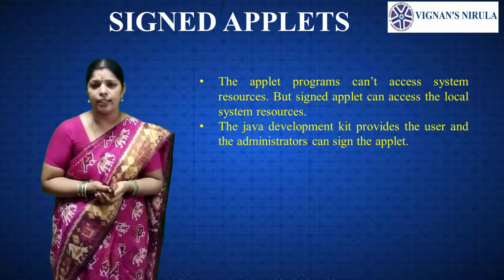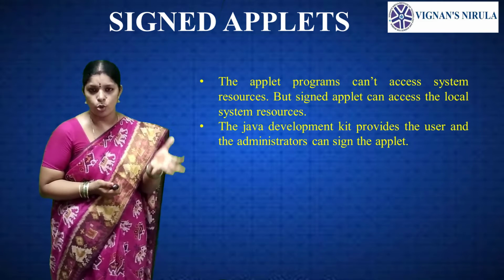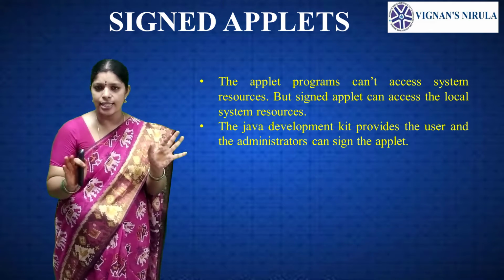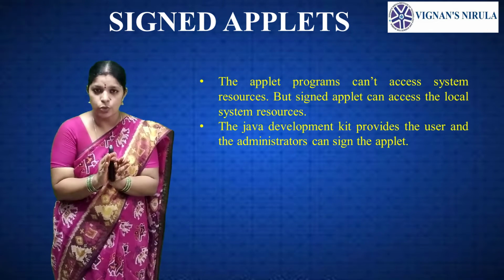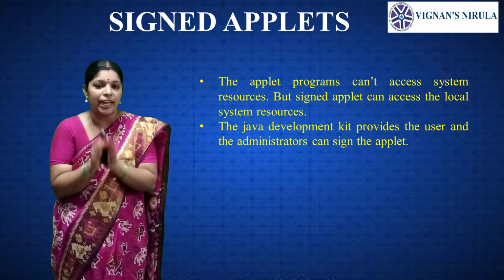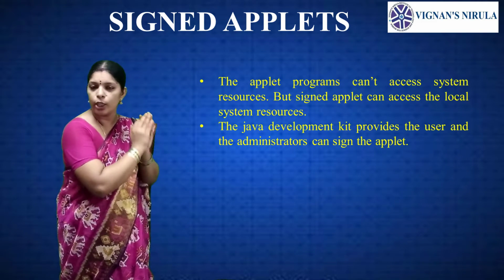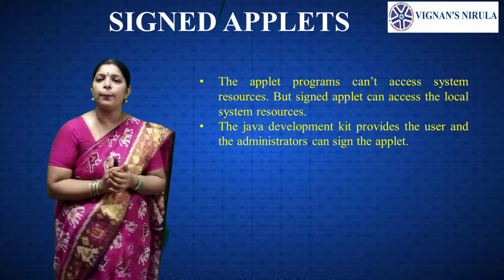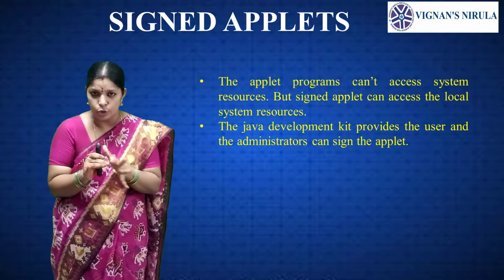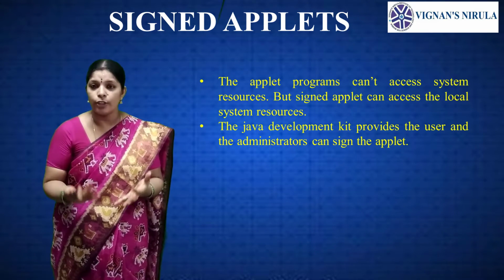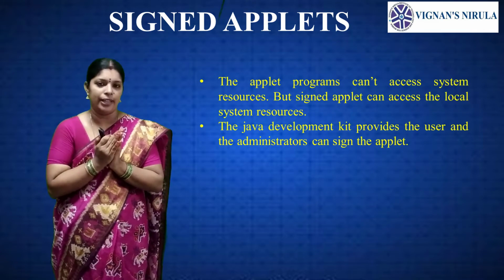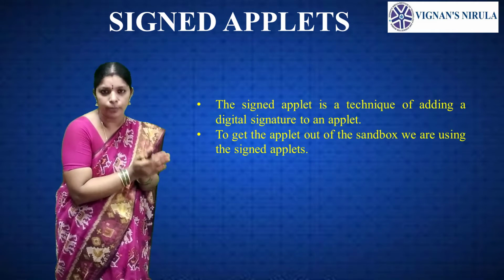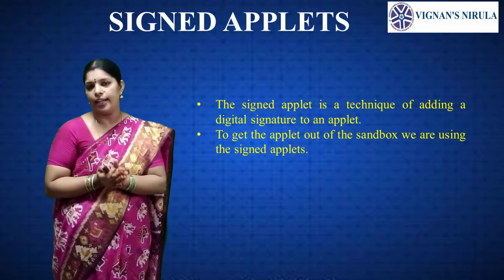The Java Development Kit, JDK, provides that the user and the administrators can sign the applets. So, no one else gives the permissions for the signing of the applets. But JDK provides only the user and the administrators the ability to sign the applets. The signed applet is a technique of adding a digital signature to an applet. To get the applet out of the sandbox, we are using the signed applets. So, the signed applets are used to access the resources from one directory to another directory.